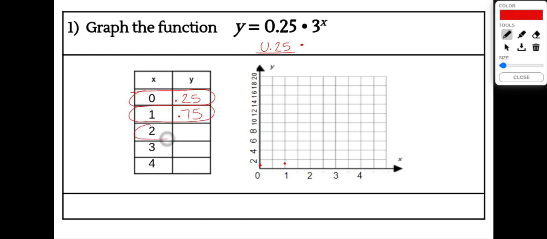All right, so I'm going to plug in 2 now. 3 to the second power is 9. You might need a calculator, 9 times 0.25, or if you have 9 quarters, that is going to give you $2.25, so 2.25. Okay, so over 2, up about 2.25 is about right here. Okay, enough of plugging numbers in now.